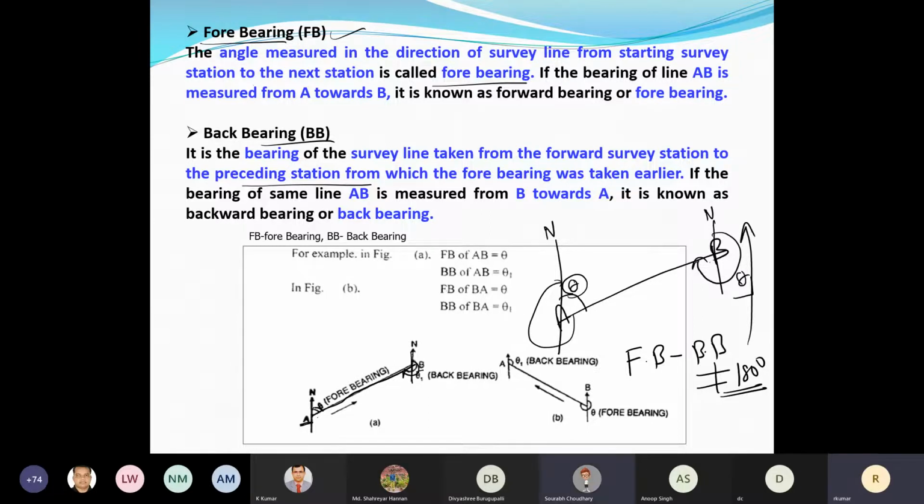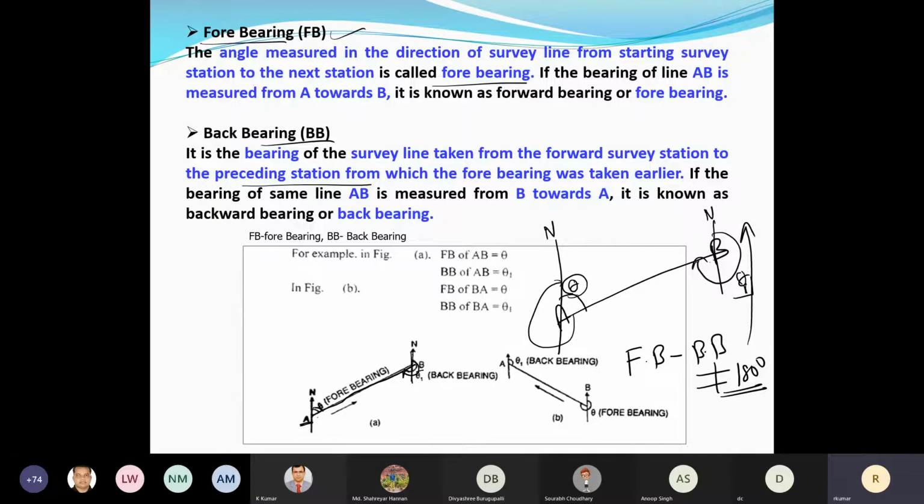So I did not understand how it is 180 and not 180. Listen, let me explain. If I'm measuring from A to B, I say this is theta. This is called fore bearing. If I'm measuring from B to A, with my prismatic compass at B, I say this is theta 1, and it is called back bearing.